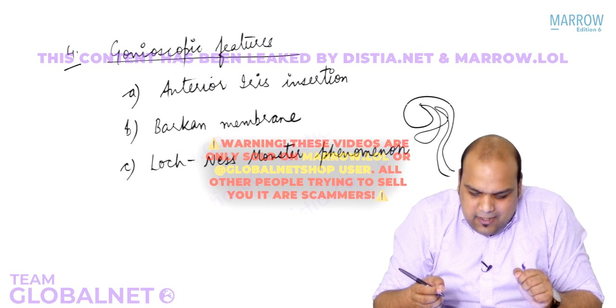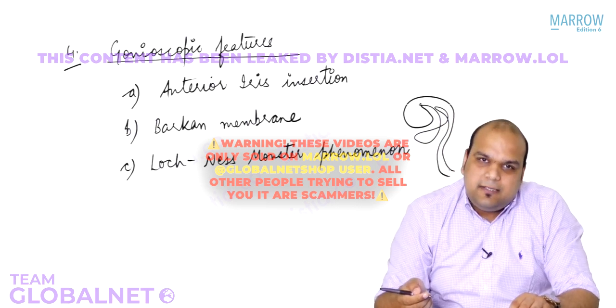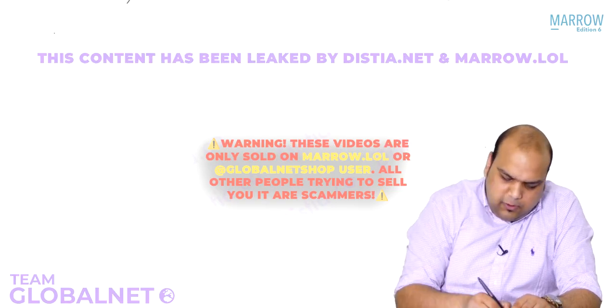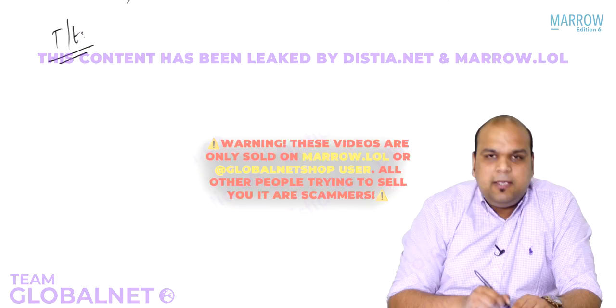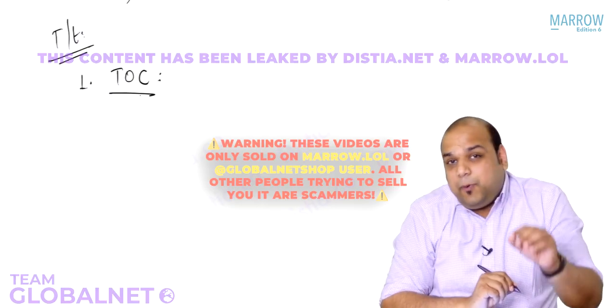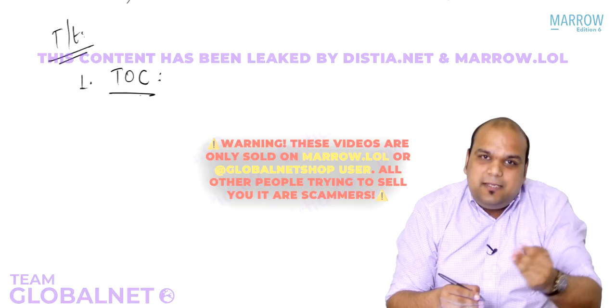Loch Ness monster phenomenon: loops of vessels are seen. Right, guys? These are the gonioscopic features. Now, once we know the features, we need to treat this case. For treatment, please remember that the problem is in the trabecular meshwork. Yes or no? Trabeculodysgenesis. So please try to derive the answer.